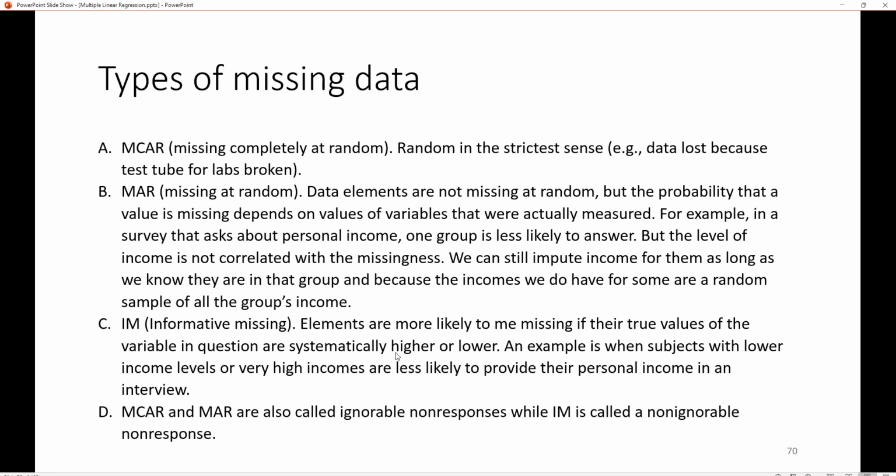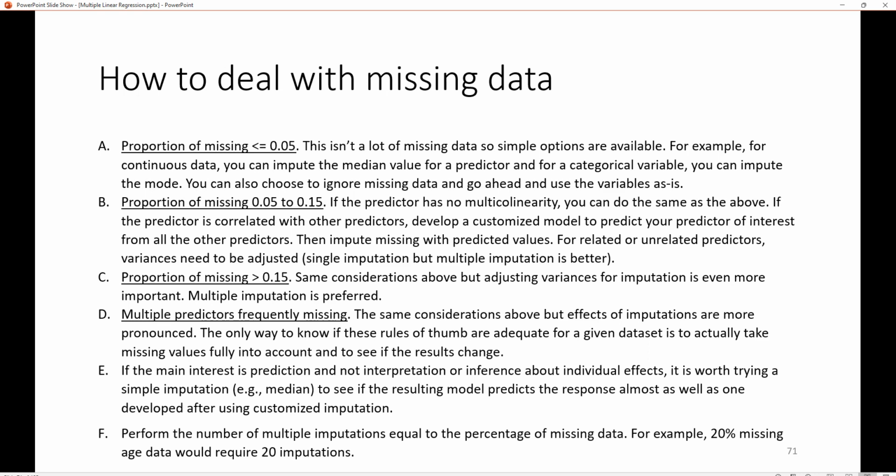For informative missing, for C, the elements are more likely to be missing if their true values of the variable in question are systematically higher or lower. An example is when subjects with lower income levels or very high income levels are less likely to provide their personal income in an interview. Missing completely at random and missing at random are also called ignorable non-responses, while informative missing is called a non-ignorable non-response. So this is a type of missing data that we have to really look out for. And how do we deal with missing data?